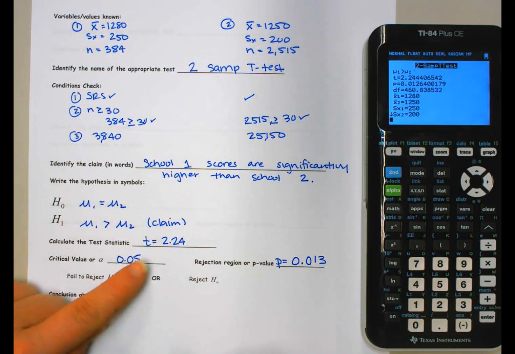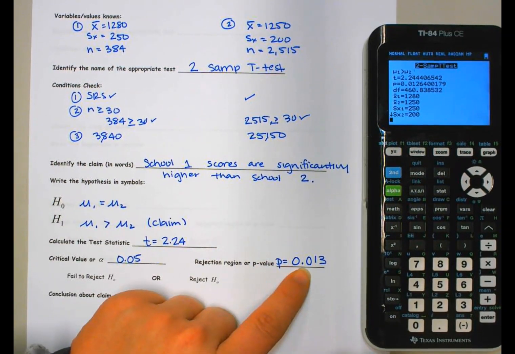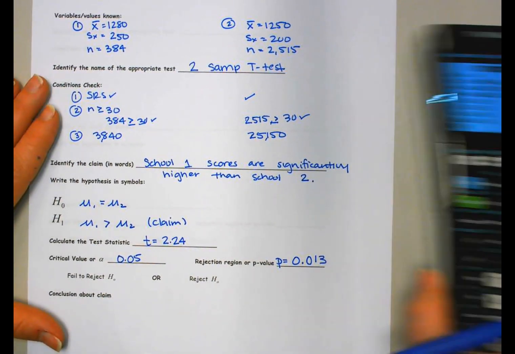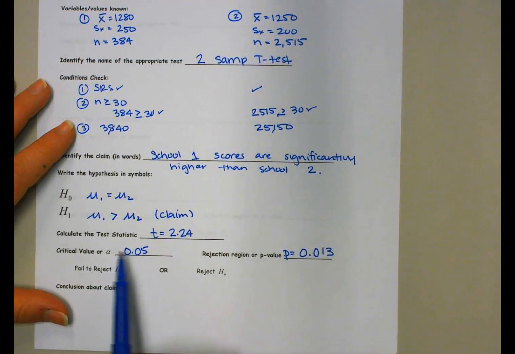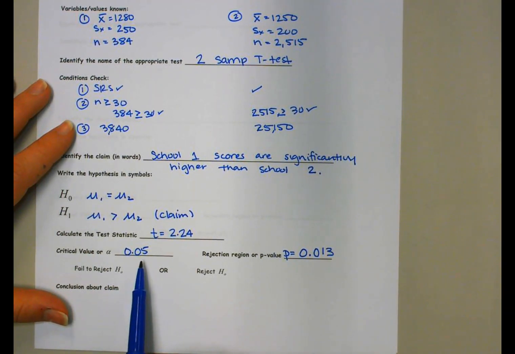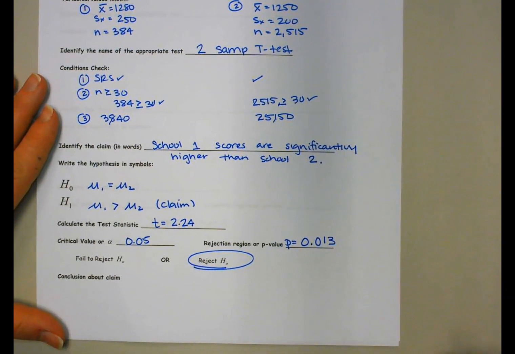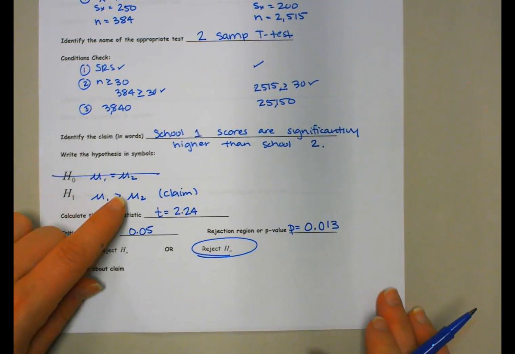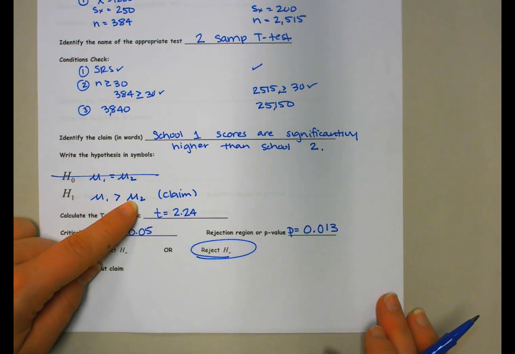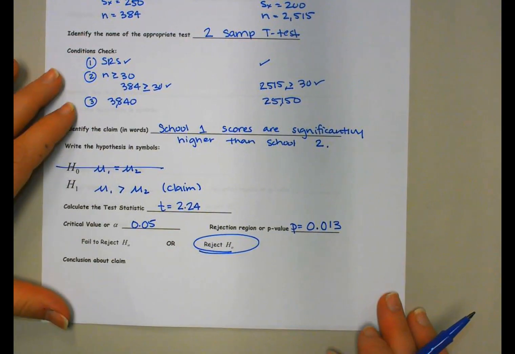so we got our t-value is 2.24 and our p-value is 0.013. So that tells us, right, our p-value is lower than our critical value. So when p is low, we reject our null hypothesis. So we reject this, which means we have enough evidence to support our claim that School 1 scores are higher than School 2.